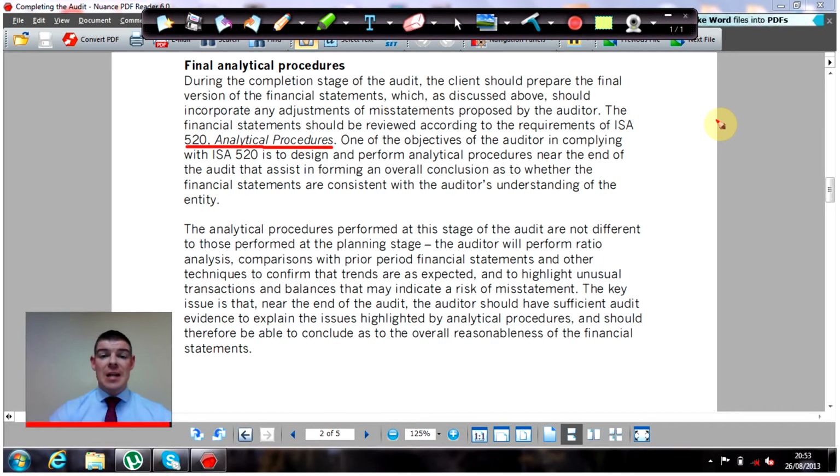But remember, these analytical procedures must take place in respect of the final financial statements of which the audit adjustments have been agreed and have been processed. Again, just to say that analytical procedures should assist the auditor to conclude as to the overall reasonableness of the financial statements.